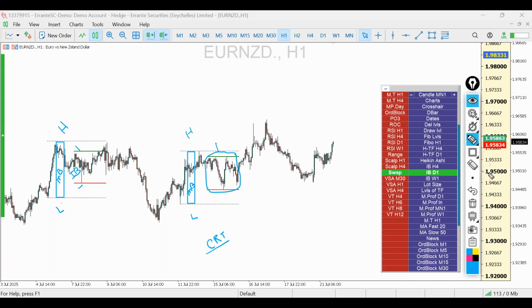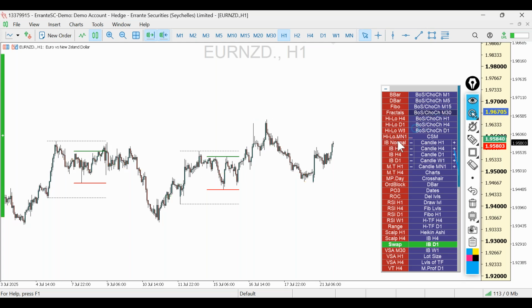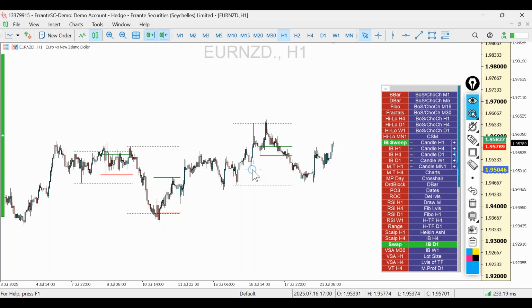Now let me show you one thing. Let me get rid of this. This was your inside bar. Now if I come here and click on this IB normal, what happens? It converts into the candle range theory setup. Now what is this one? Let me draw it and explain it to you.